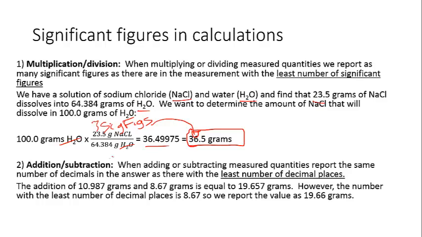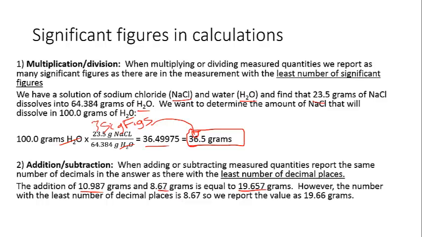The second rule is for addition and subtraction. When you're adding or subtracting measured quantities, you report the same number of decimals in the answer as there are with the least number of decimal places. So for example, the addition of 10.987 grams and 8.67 grams is equal to 19.657 grams. However, the number with the least number of decimal places is 8.67.